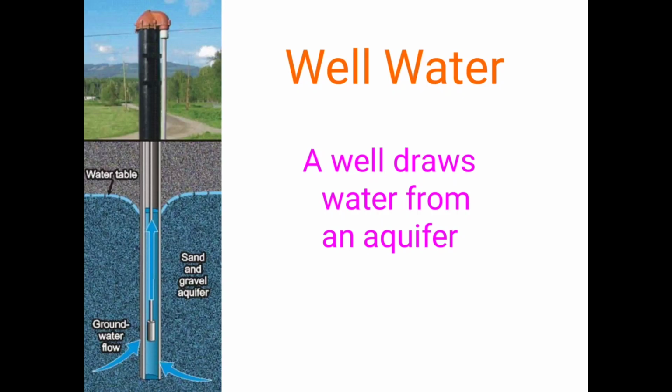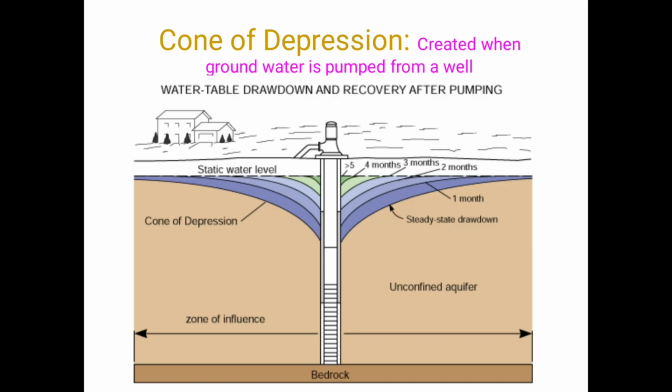What is well water? A well draws water from an aquifer. In a well, the water comes from the aquifer, whereas in a borewell the water comes from the underground water table, known as a confined aquifer. A cone of depression is created when groundwater is pumped from the well: the water table draws down, and recovers after pumping. As we know, the static water level and the cone of depression may occur at a particular bedrock level. Under the bedrock, the water may get out through the borewell.